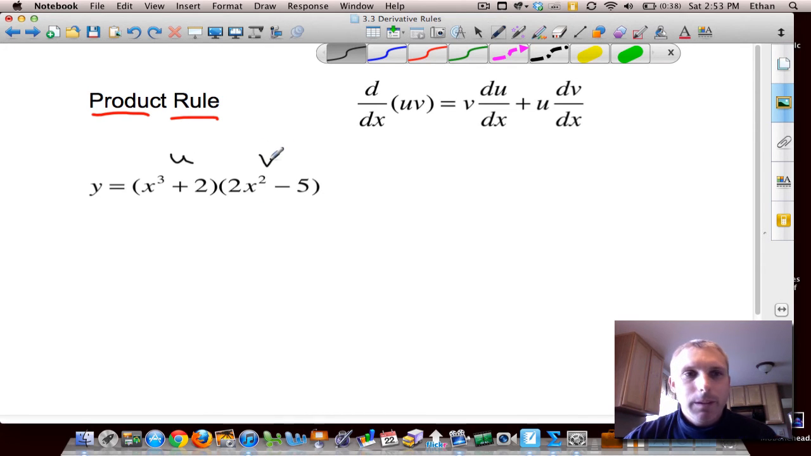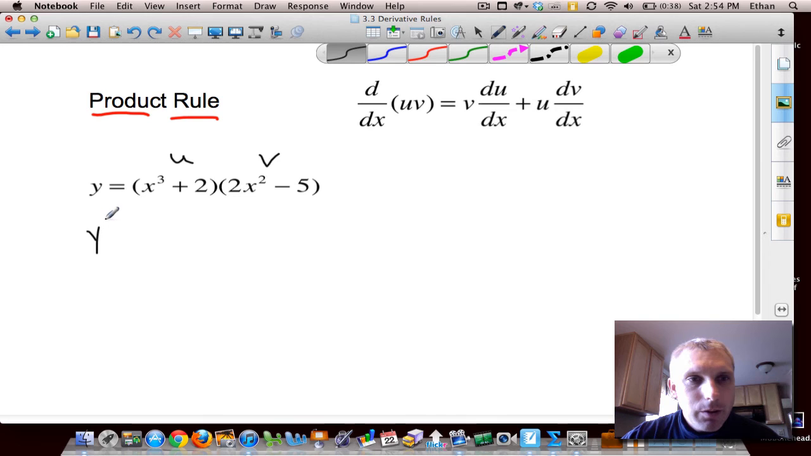U times v. And the pattern that we have going here is, in order to get the derivative, this is what I always think in my head. This represents the derivative of u. This here represents the derivative of v. So in my head I think this. Derivative of the first, meaning u, times the second, plus the derivative of the second times the first. That's what I kind of think my way through.